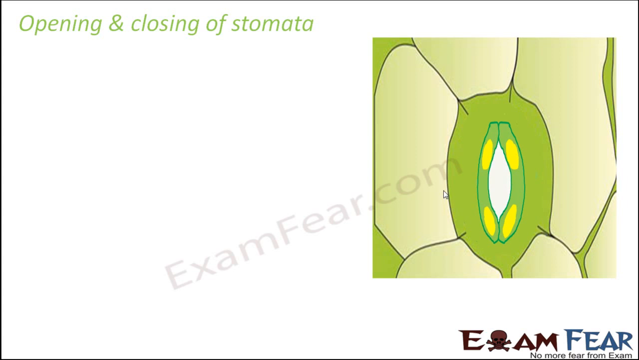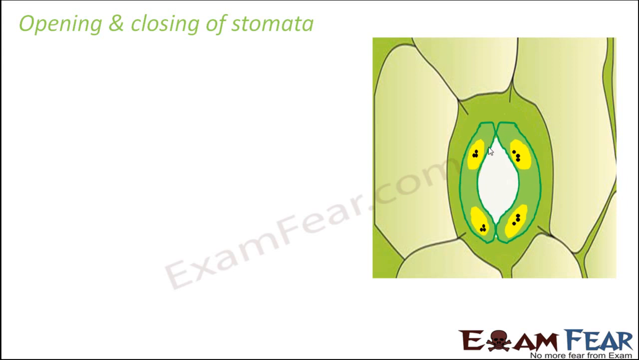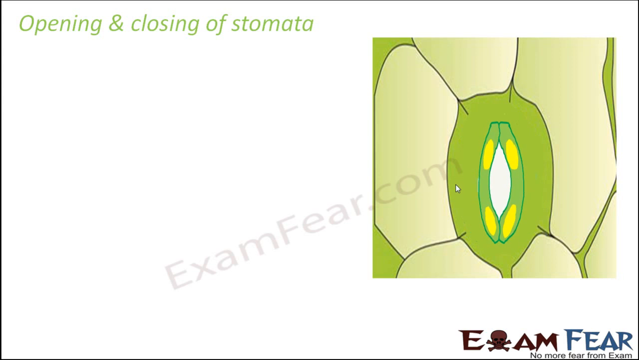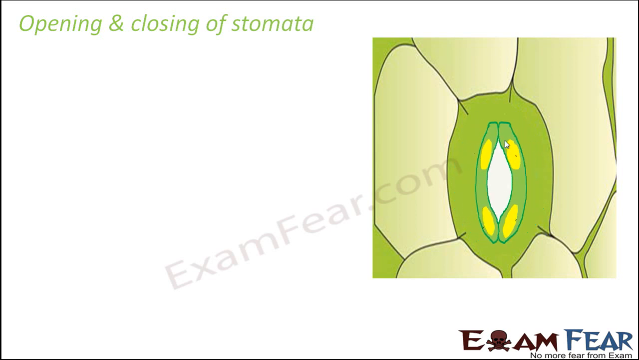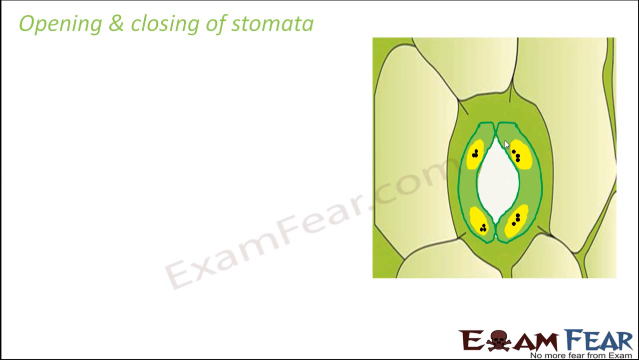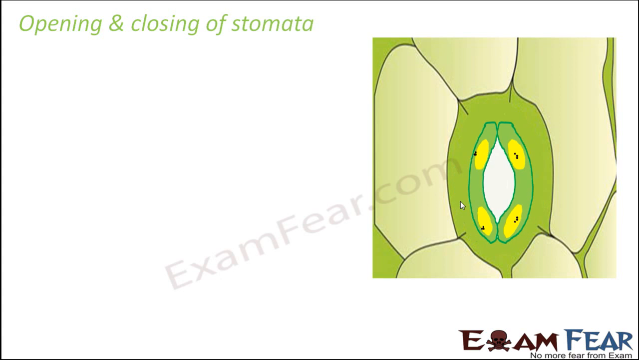Now look at this picture, you will be able to understand it better. In presence of sunlight, the ion concentration increases, the water potential decreases, water enters inside, so the cells start swelling up. So whenever you see the concentration increase, the cells swell up. When it swells up, a bending occurs because the inner wall is thick and the outer wall is thin, and whenever this bending occurs, you see the stomata opens. Now you can observe this opening and closing video for quite some time, and then you will be able to understand it for yourself.